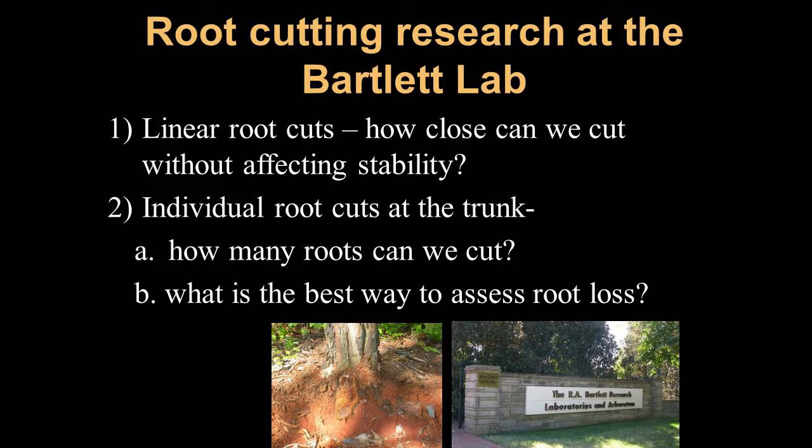And this pertains more to things like root decay, where you may lose 1 or 2 or 3 or 4 roots. And that's why we were doing that research. So how many roots can we lose without destabilizing a tree? And I'm not going to tell you about this one because it doesn't really matter to you. What's the best way to assess root loss? Call an arborist, okay? That's the answer there.